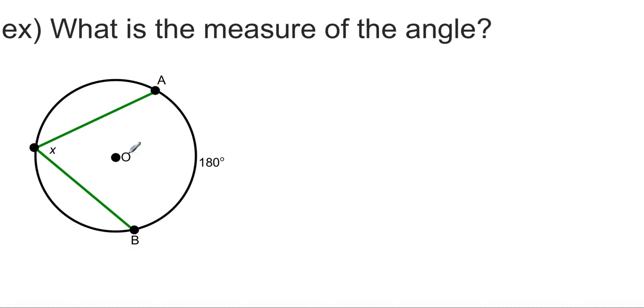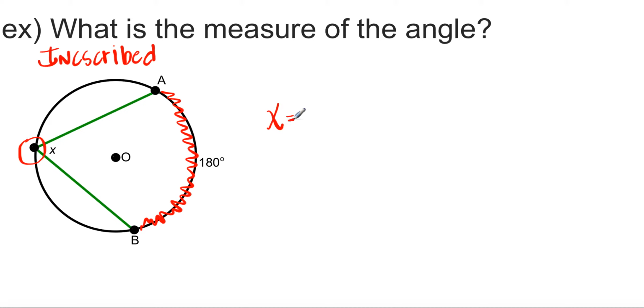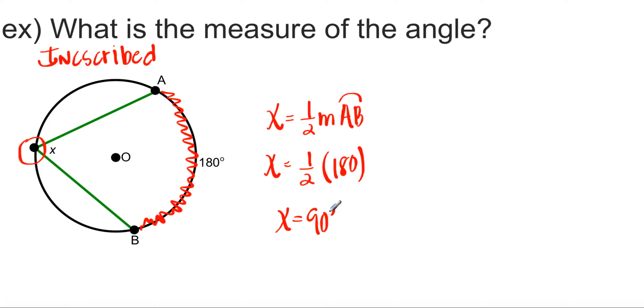Here is circle O, and I just want to know what's the measure of the angle X. So we have this angle. Here's the vertex. The vertex is on the circle. On the circle means it's inscribed. If it's inscribed, it's half the measure of this intercepted arc right here. So X is equal to half the measure of arc AB in this case. So X is equal to half of 180, and half of 180 is 90 degrees. So we can say that that angle is 90 degrees.